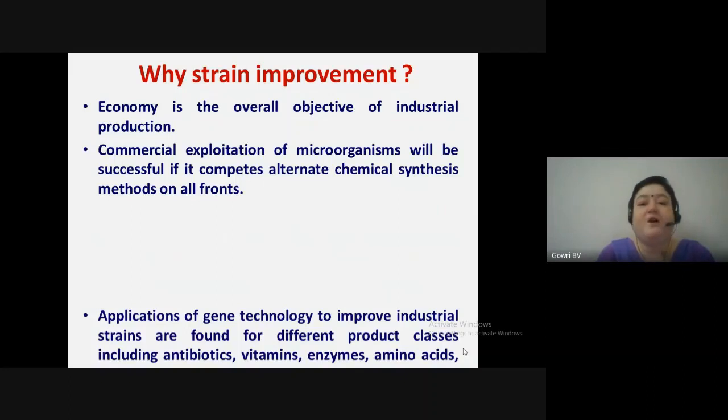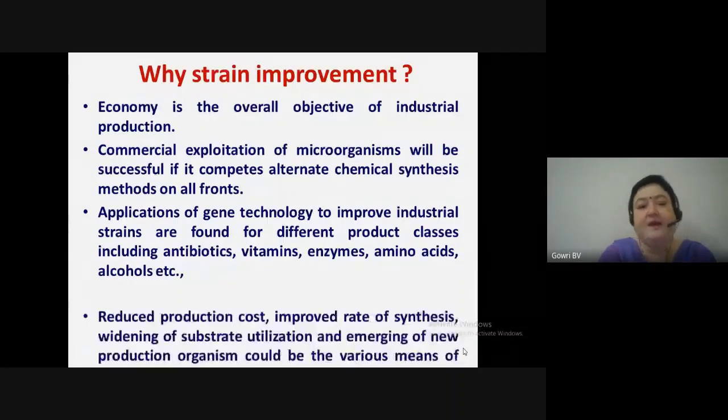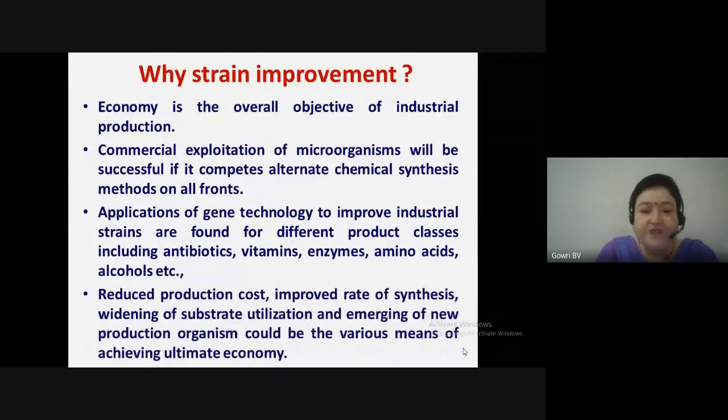Applications of gene technology to improve industrial strains are found for different product classes, including the production of antibiotics, vitamins, enzymes, amino acids, alcohols, etc. Reduced production cost, improved rate of synthesis, widening of substrate utilization, and emergence of new production organisms could be the various means of achieving ultimate economy.